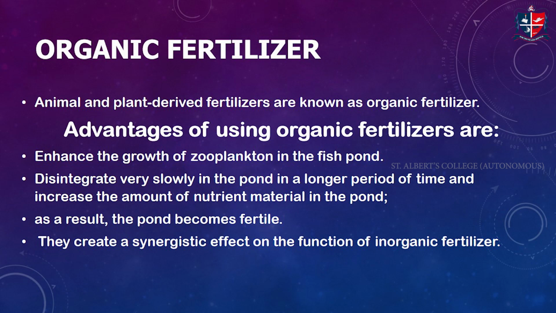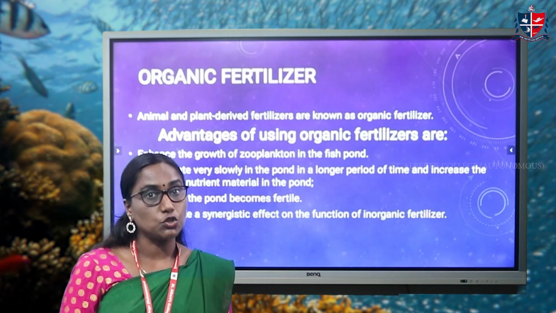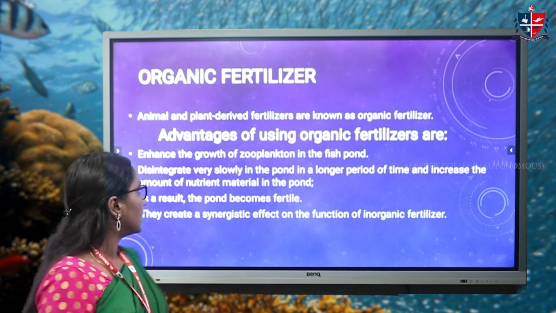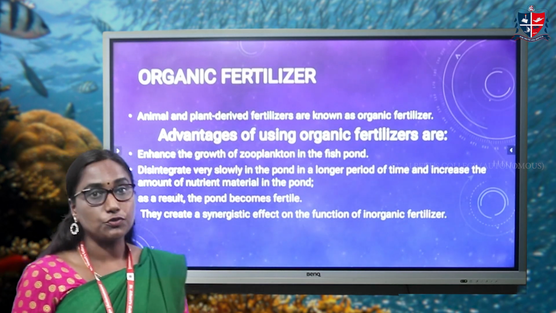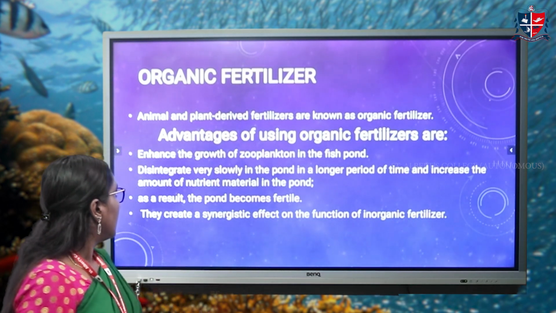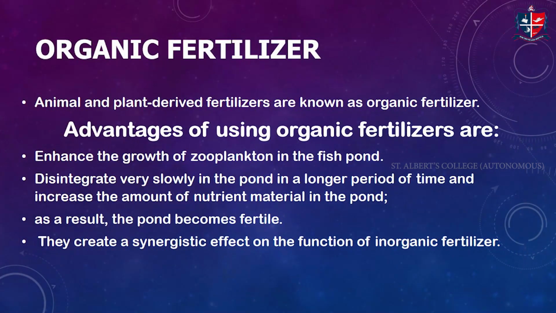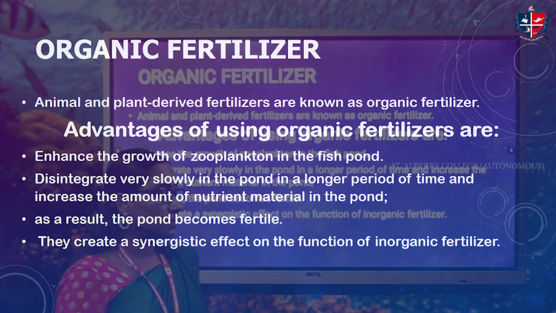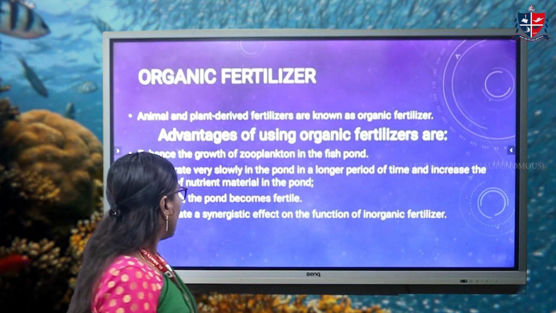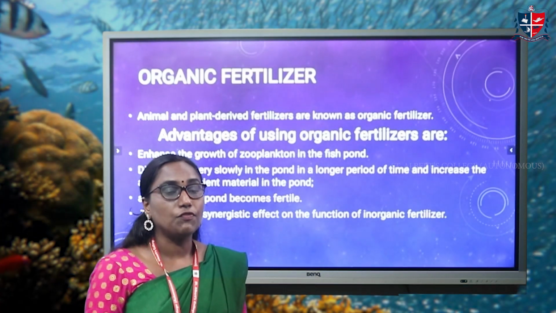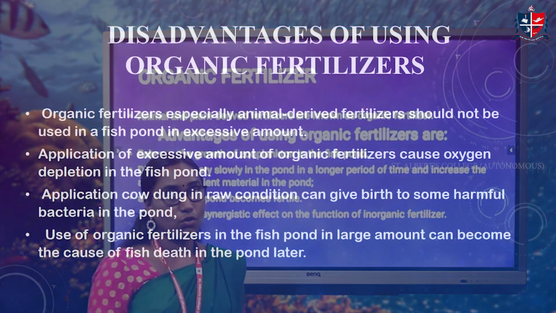Next is organic fertilizer. Animal and plant derived matters are used as organic fertilizer. The advantages of using organic fertilizers are that they enhance the growth of zooplankton in the pond. They disintegrate very slowly in the water and thereby increase the nutrient content of the soil and water. As a result, the pond becomes fertile and they create a synergetic effect on the inorganic fertilizer also.